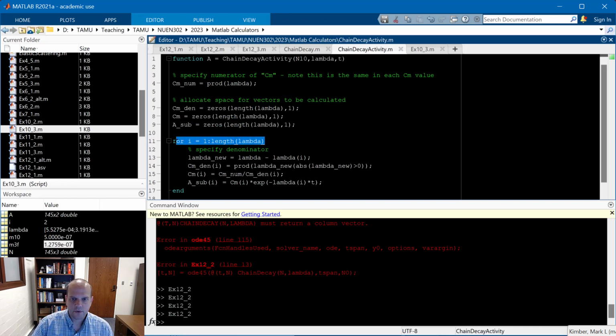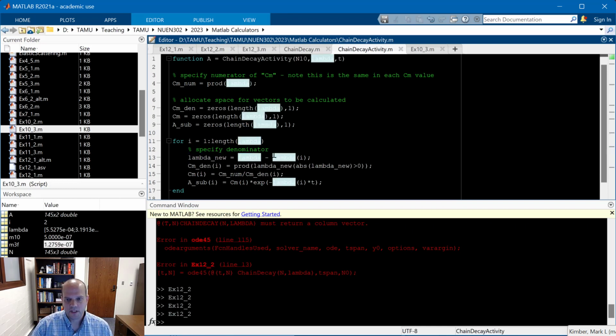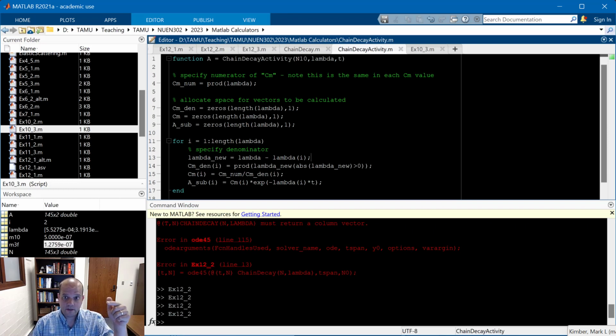But here's where I'm going to cycle through each of those lambdas. So I've got 2 in this case, and so I'll go from 1 to 2. In the first one, I'm going to call this lambda new. Maybe we should call this lambda difference, because that's what we're doing. We're taking the lambda vector and we're subtracting one value of lambda. And when i equals 1, we're taking the first lambda, so lambda 1. We're taking the entire vector. If it's 10 elements long, we're subtracting lambda 1 from that, so that my first element now becomes 0 and the rest of them become non-zero.